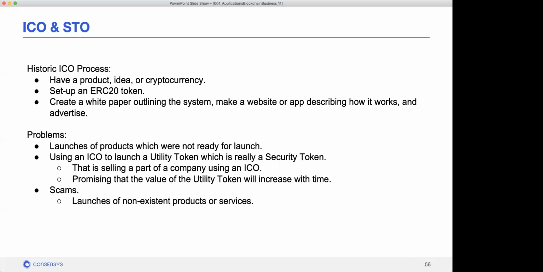So if you're offering people partial ownership of your company but calling it an ICO, then you're going to end up in trouble. The other thing is there are a lot of scams that were launched as well. So yeah, there are quite a few problems with ICOs historically, but not to say that all of them are scams. And you hear about STOs as well, as a way of raising capital.